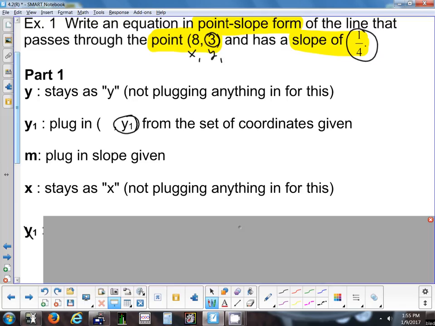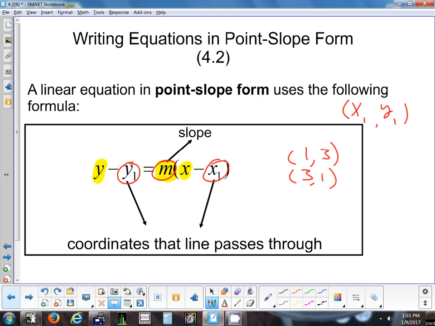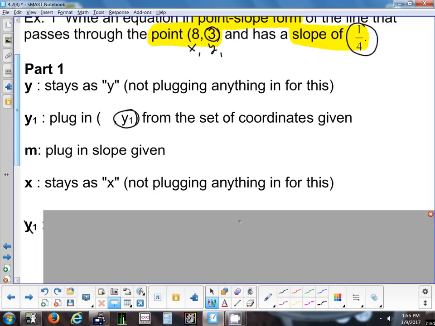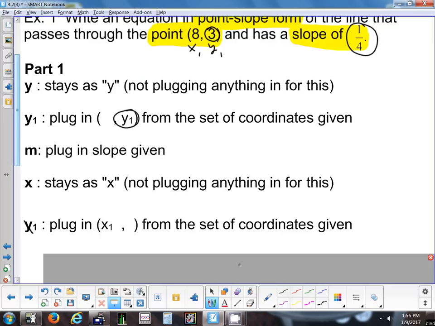Now, x1, if I go back to the other page, x1 is something I circled. So, I have to plug something in. Where am I going to get the number to plug in for x1 from? Yeah, Aiden? It's going to be from the coordinates. It's the number right there. It's the number before the comma in the coordinate. Okay, so these steps really tell you exactly, step by step, what to do, what to plug in, and where it goes.